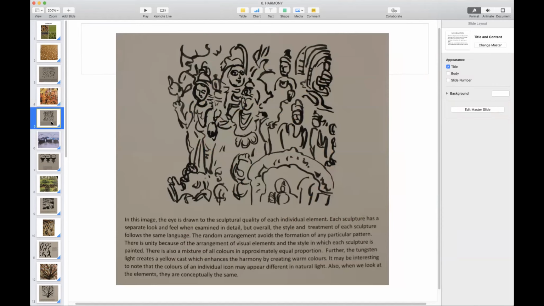So in this image, the eye is drawn to the sculpture quality of each individual element. Each sculpture has a separate look and a feel when examined in detail, but overall the style and the treatment of each sculpture follows the same language. The random arrangement avoids the formation of any particular pattern. There is a unity because of the arrangement, visual element, and the style in which each sculpture is painted. There is also a mixture of all colors in approximately equal proportion. Further, the tungsten light creates a yellow cast which enhances the harmony by creating a warm.